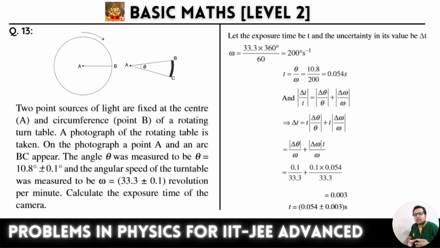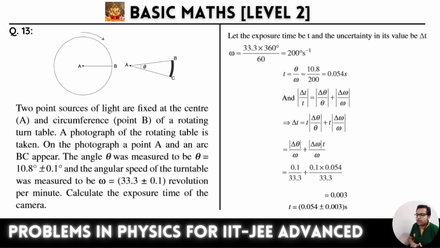You know that omega is equal to theta upon t, that is, angular speed is equal to angular displacement upon time. So time will be theta upon omega. Theta is given as 10.8 and omega we just calculated as 200. So time is 0.054 seconds. This is the exposure time we have calculated.